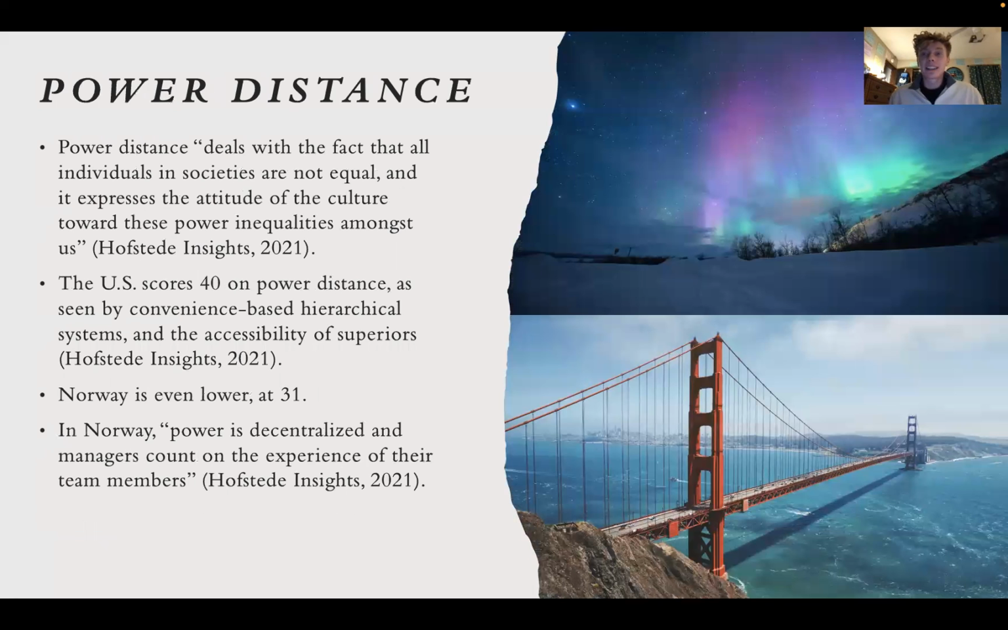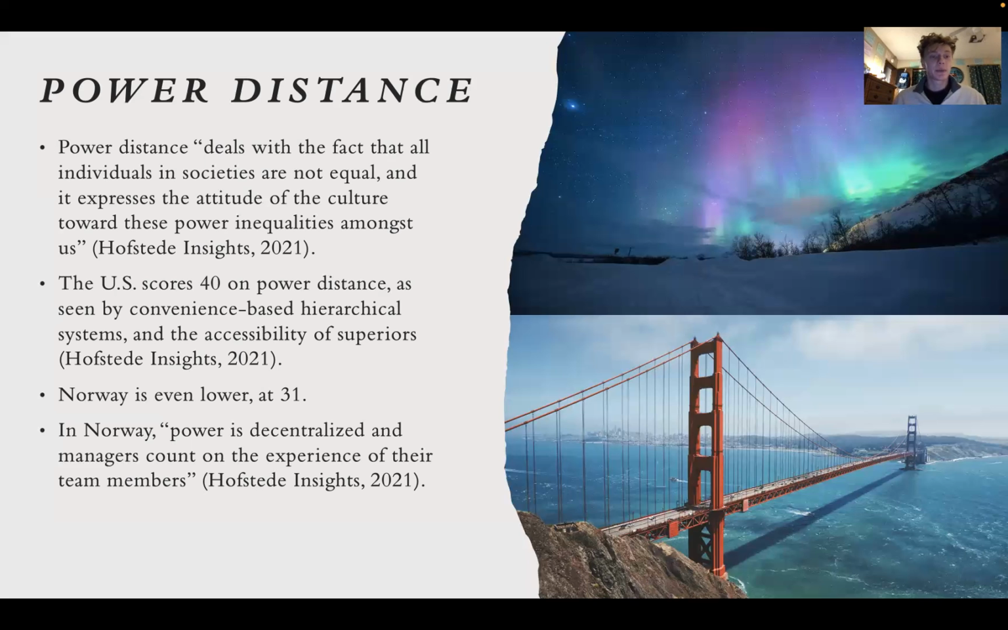Power distance is the first of our 6 dimensions that we're going to be examining today. This deals with the fact that all individuals in society are not equal, and it basically expresses the attitude of the difference in authority and power. So how I relate to my superiors, basically.